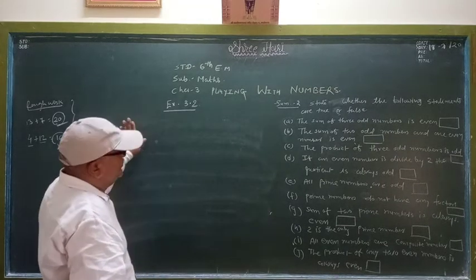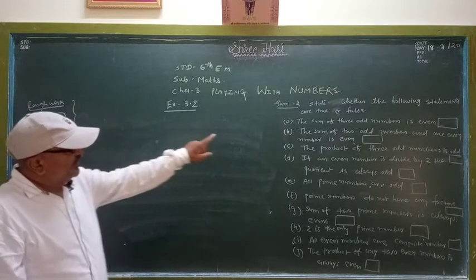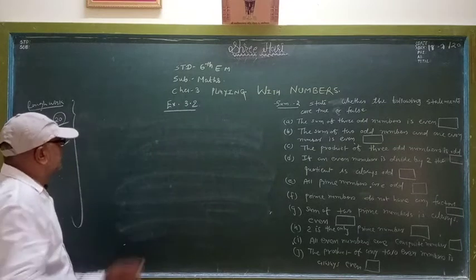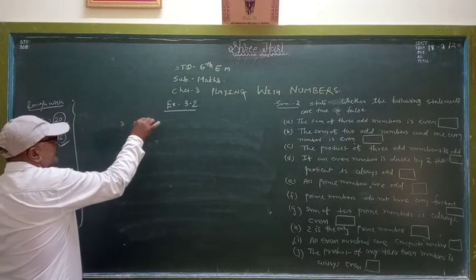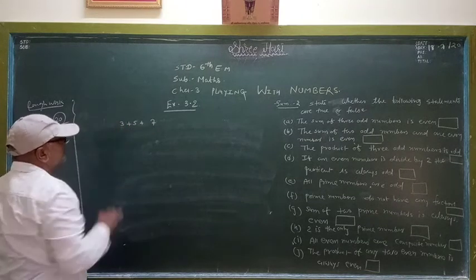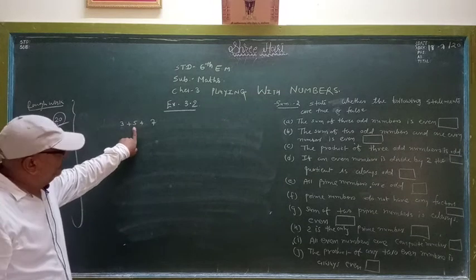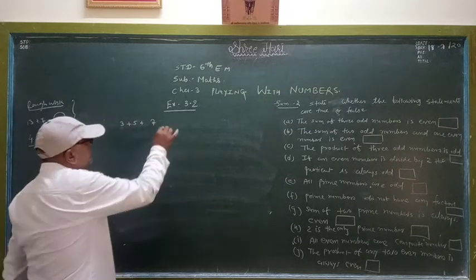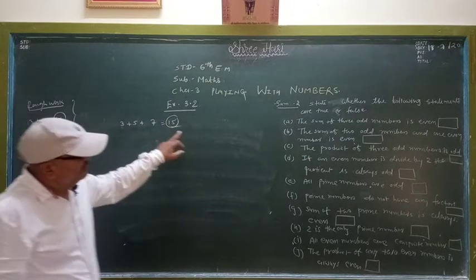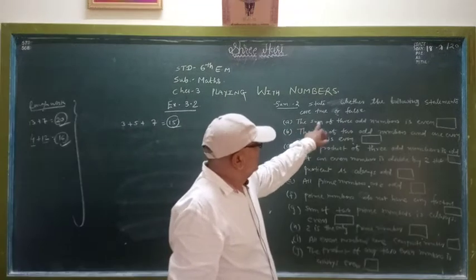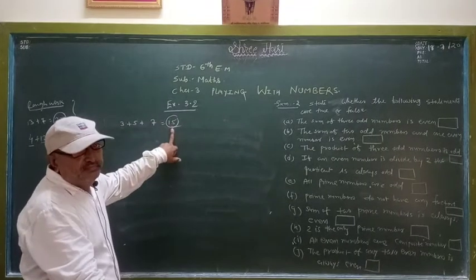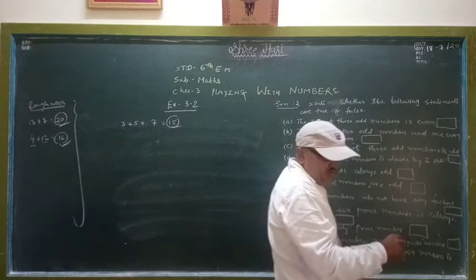You see here, the sum of three odd numbers is even. So take three odd numbers. 3 is odd, 5 is odd and 7 is odd. So 3 plus 5, 8, 8 plus 7, 15. 15 is an odd number. But this statement says the sum of three odd numbers is even. But we got an odd number, so it is false.